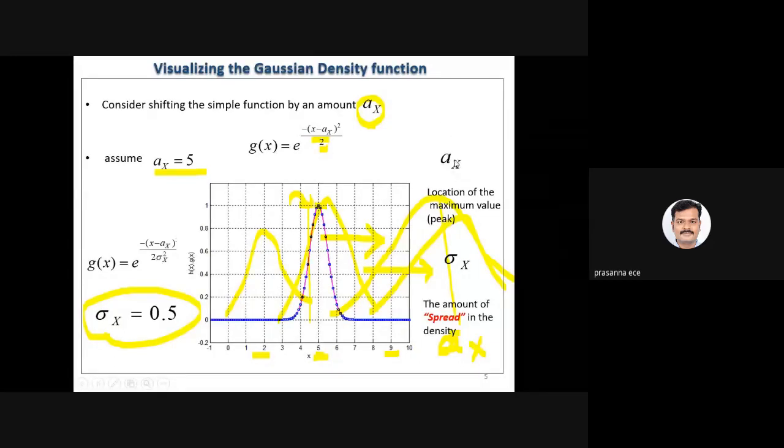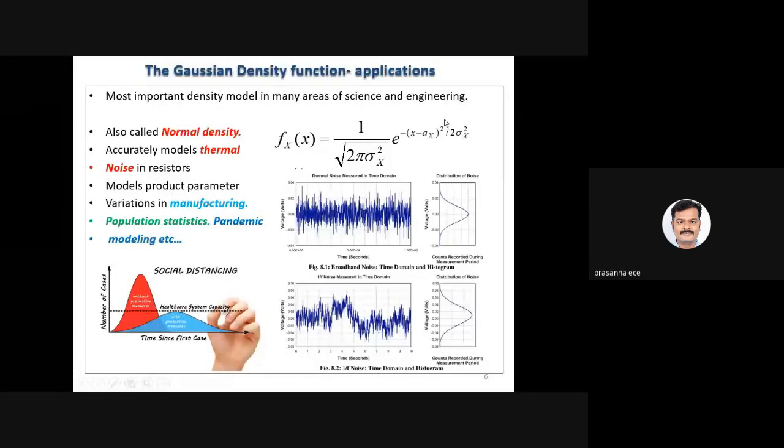For now you have to observe that these two constants control the behavior of the graph. The constant Ax decides where the graph is located on the x-axis, whether it is near to the origin or far from the origin. The sigma x constant decides how narrow the graph is. Now we see what the applications of this Gaussian density are.